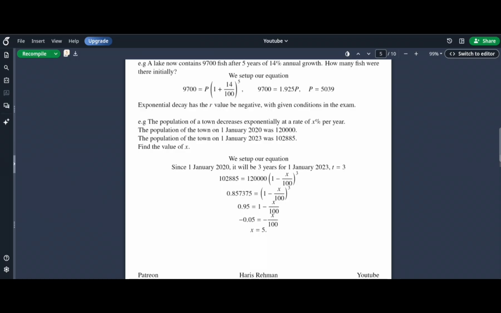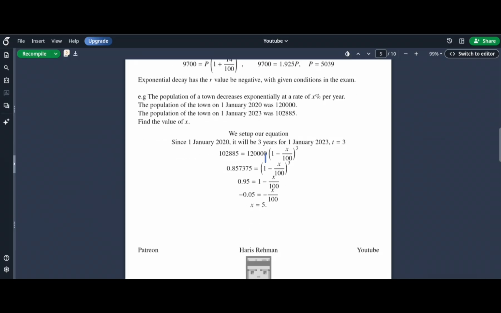So the equation you just saw was wrong, the working, but I fixed the working. So what do we do? Time period is 3. Our original value was 120,000, and our new value is 102,885. It's so hard to read numbers. So we divide this by this. Next, we take the cube root on both sides.